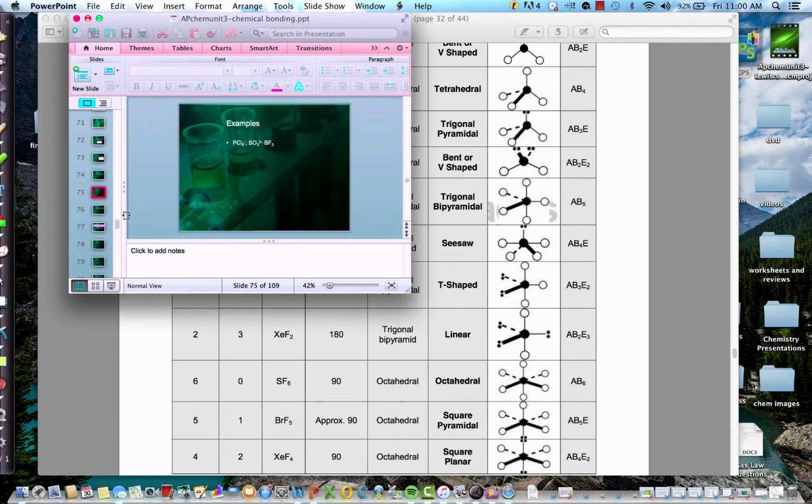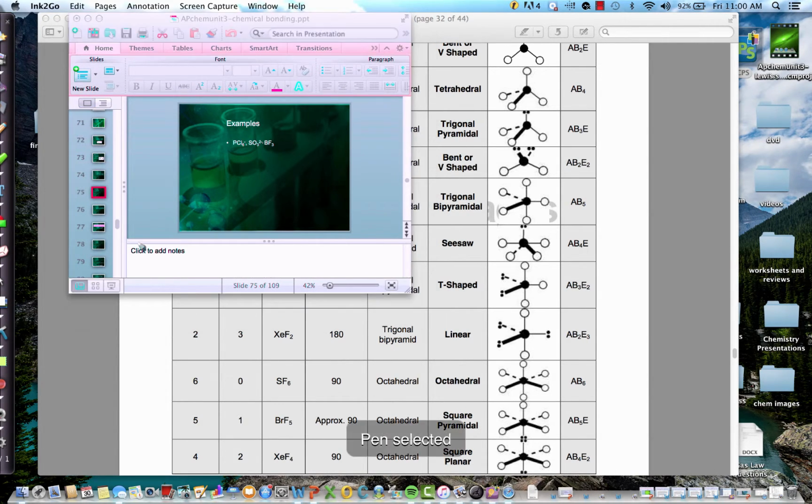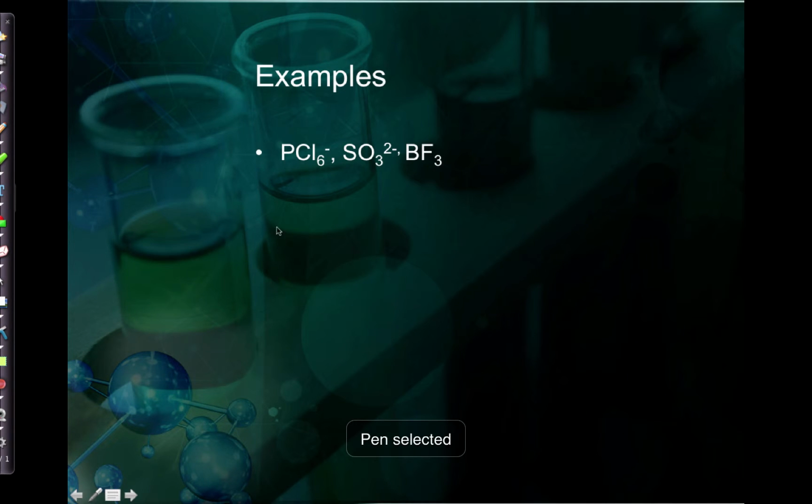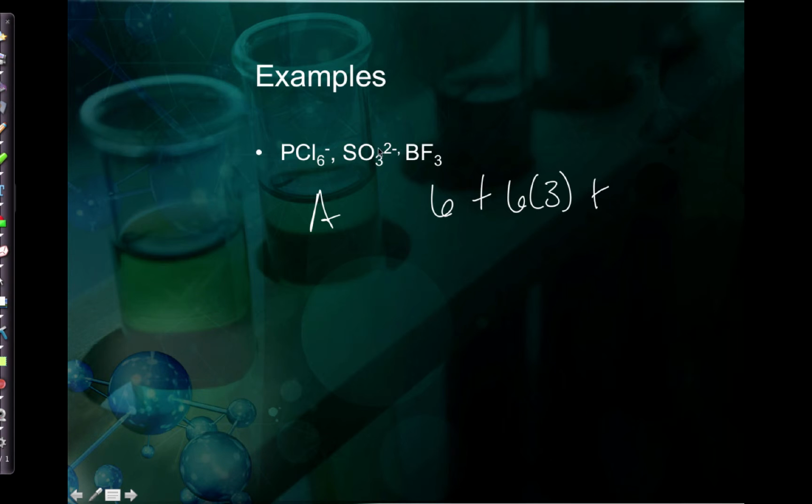All right, so let's look at the next one. Let's look at sulfite. Let's count our available electrons. Sulfur has 6, oxygen also has 6. And then we've got a charge of -2 here, so we've got an extra 2 electrons. So I've got 24 plus another 2, I get 26 electrons.